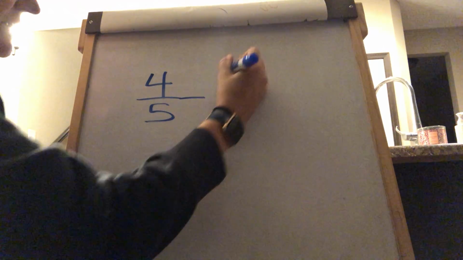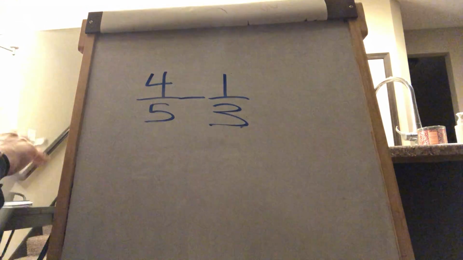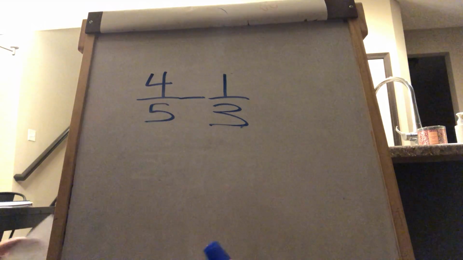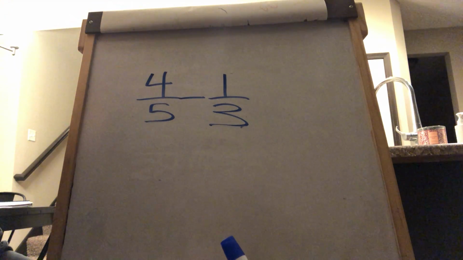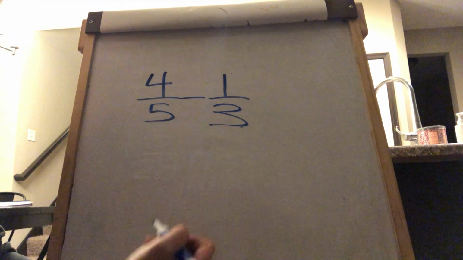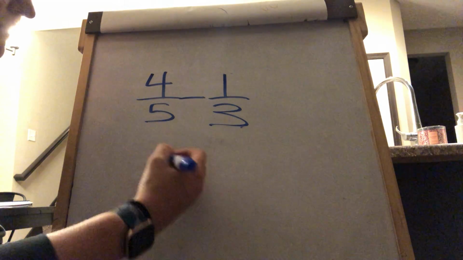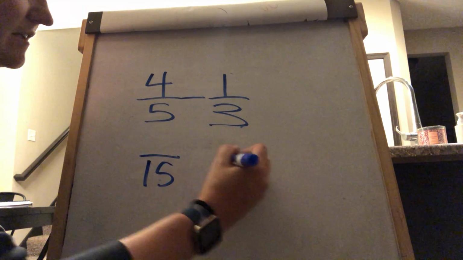Now, the next example we're going to take a look at is subtraction with our fractions. So let's take a look at this one. Let's go 4 over 5 minus 1 over 3. Same rules apply here. We need to think of our common denominator. So a common denominator for 5 and 3 is going to be 15.